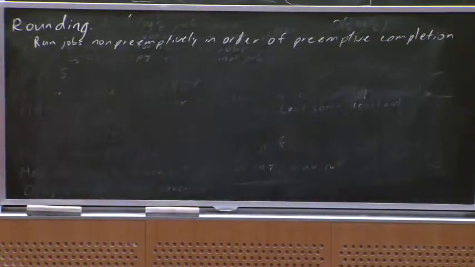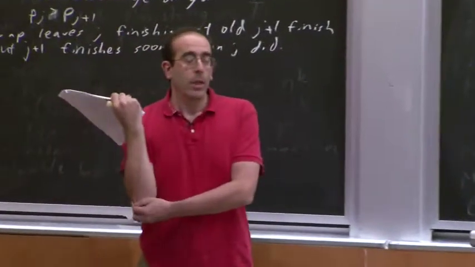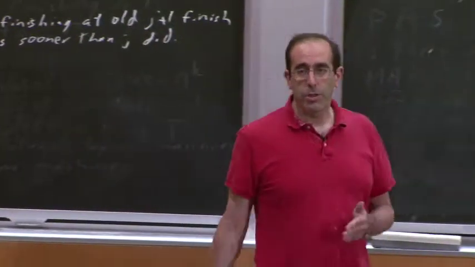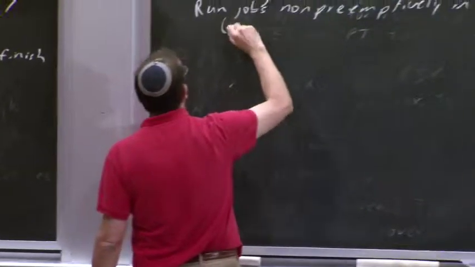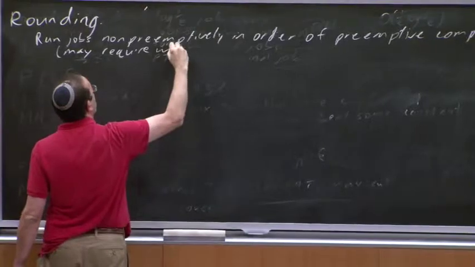So I'm going to use the preemptive schedule to tell me the order in which jobs should be done. Now, I'm not going to use the order in which they start. I'm going to use the order in which they finish. And that's going to be the order in which I run the jobs. This may require waiting.